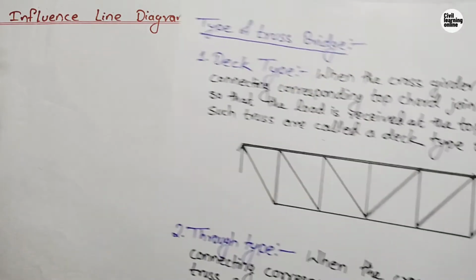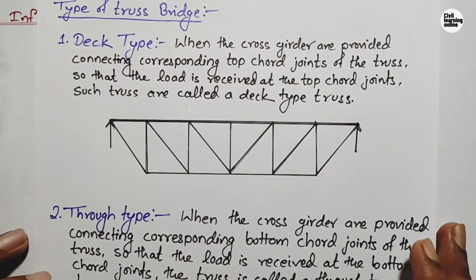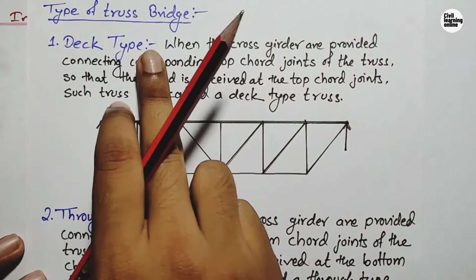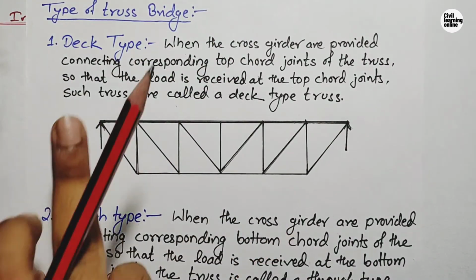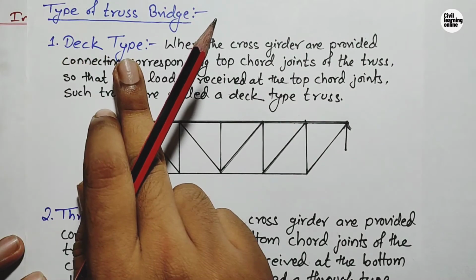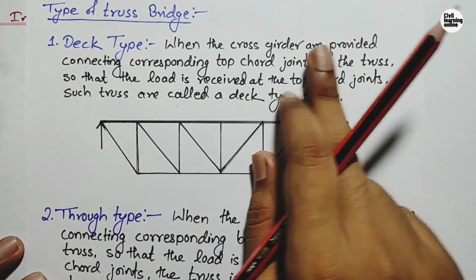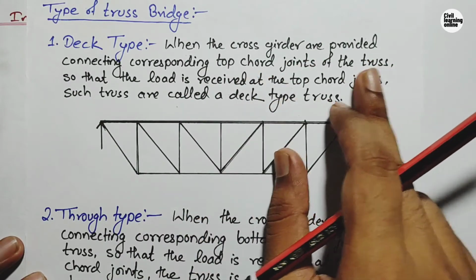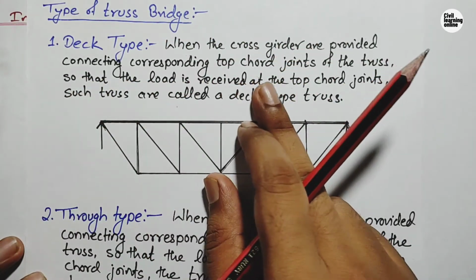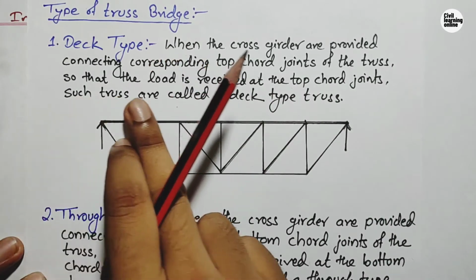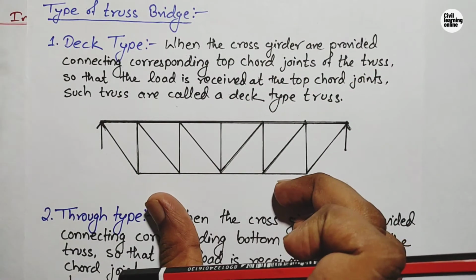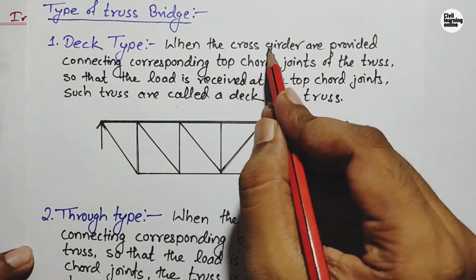So moving toward the types of trusses, there are basically two types of truss bridges, and they are deck type and through type. So deck type truss bridge means when a cross girder is provided connecting corresponding top chord joints of the truss so that the load is received at the top chord joint, such truss is called the deck type truss. Let me clarify this definition. It says that cross girder.